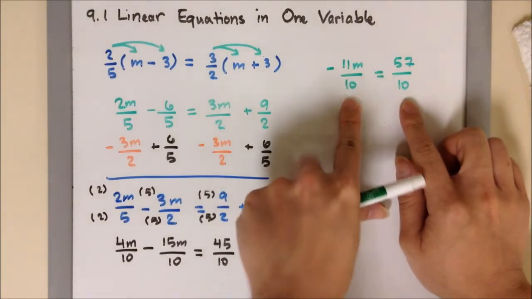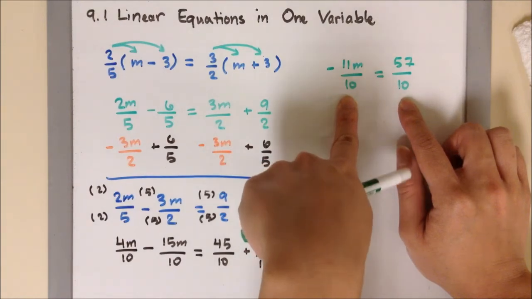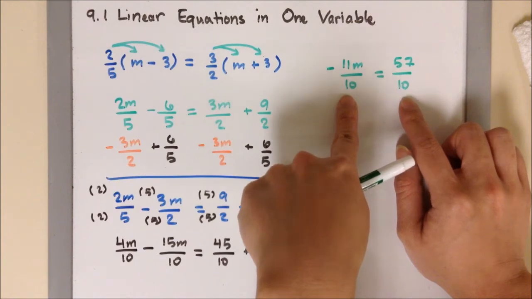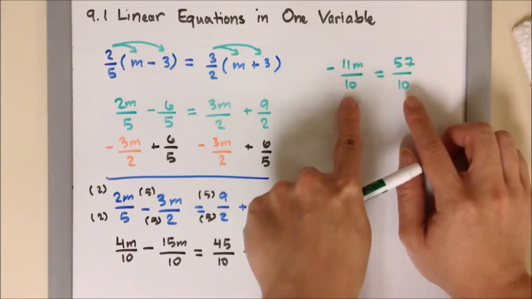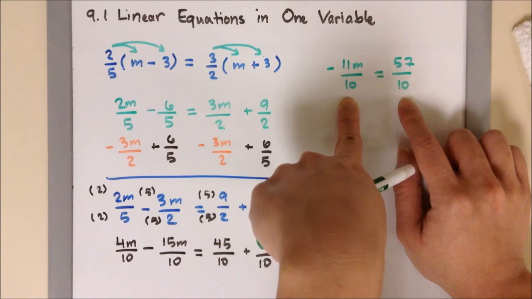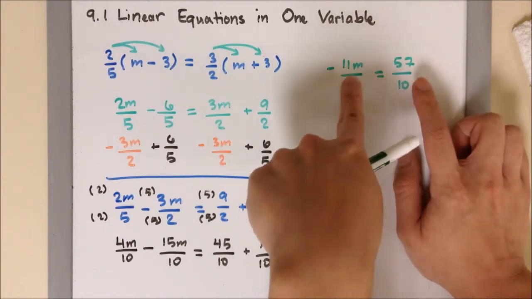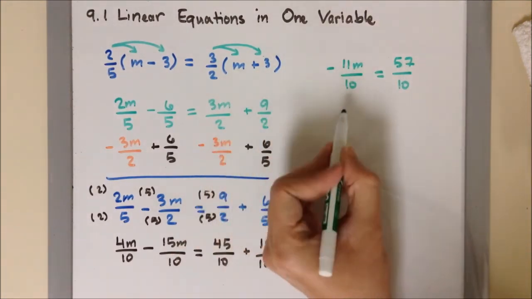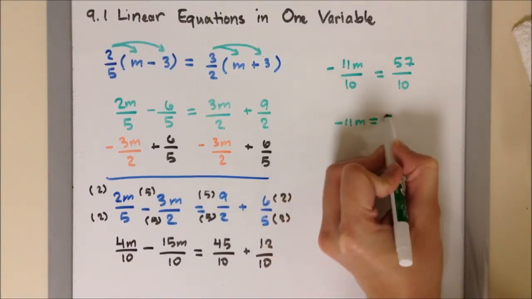Now, we have two fractions equal to each other. Now, it only works at this type of step, if you have a fraction on both sides with a variable, and the denominator is the same, then you're just going to focus on the numerator. So I repeat, if both sides are fractions and they both have the same denominator, we're just going to focus on the numerator. So that means I'm just going to rewrite the numerator only. So negative 11m equals 57.